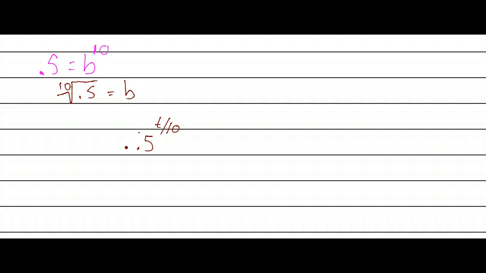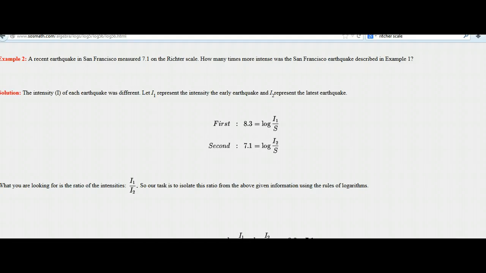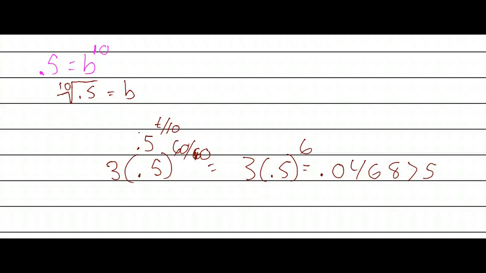How much would be remaining after 1 minute? So after 1 minute, it'd be 3 times 1 minute, 60 seconds, so it's just 3 times 0.5 to the 6. So after 1 minute there's 3 grams of it, so it'll be 3 times 0.5 raised to the 6th power. After that, there will only be 0.046875 grams of it left. Okay, works out pretty well. Makes sense.